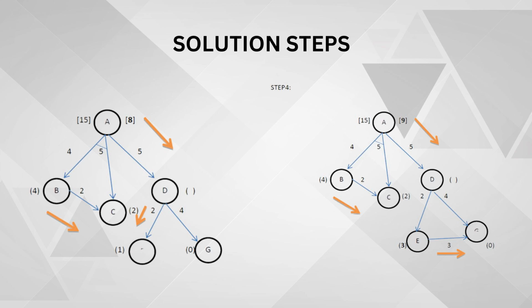Now, in the next step we have to explore from E to G, which has the cost value 3. So, in total we got the value 9, which is again less than 15. So, we have to move towards A to D and D to E and E to G. So, we have solved this problem by using the AND OR algorithm.